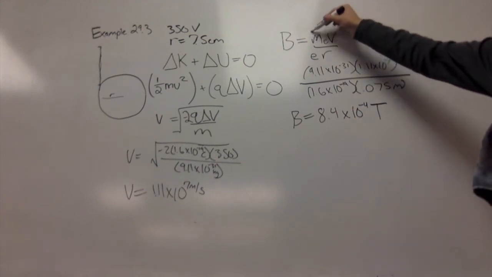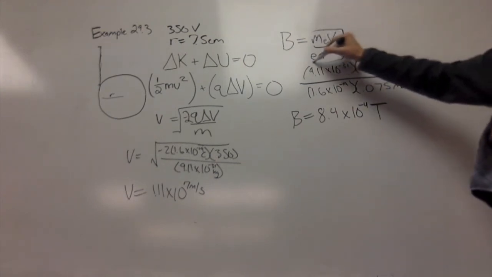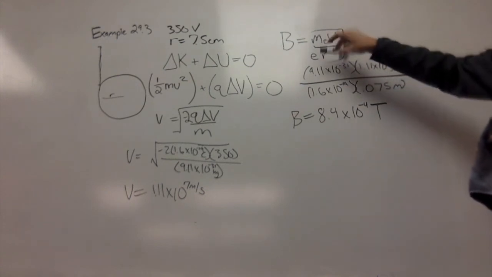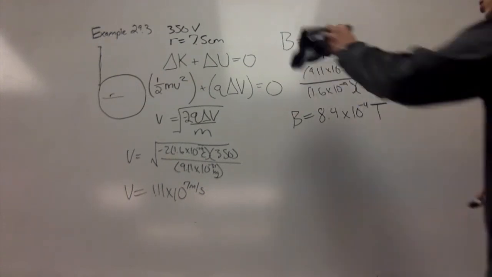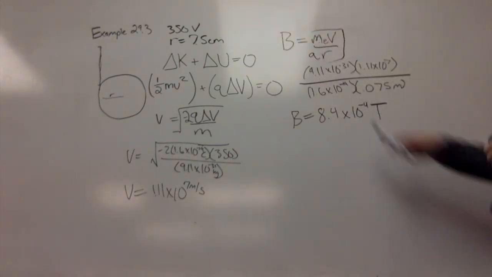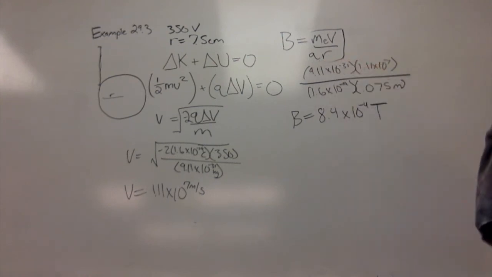Our formula right here to find the magnetic field uses our velocity and the charge of the particle, which you could also label as q, times the radius. So, hope that was helpful.